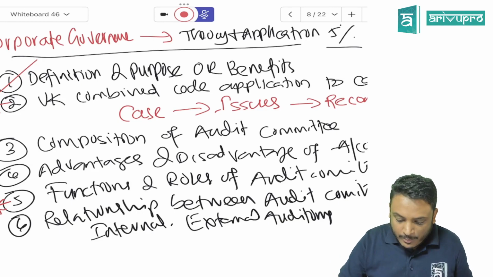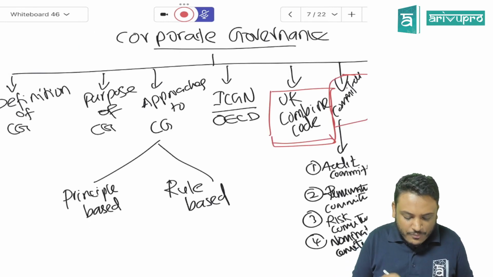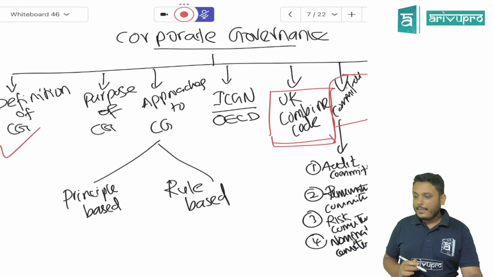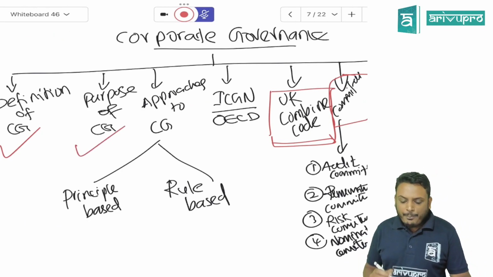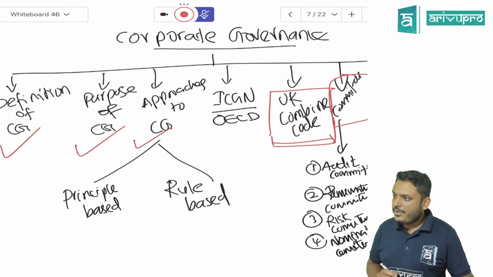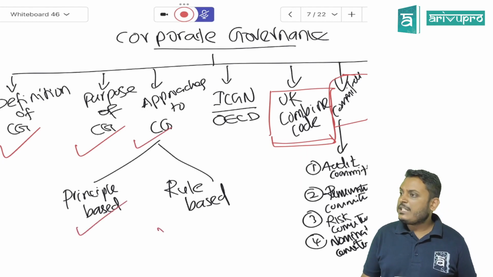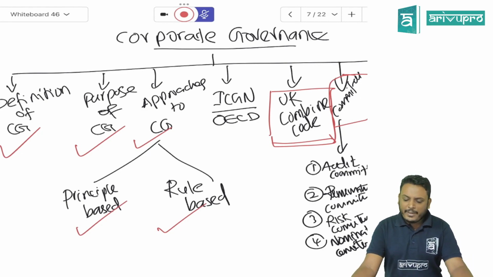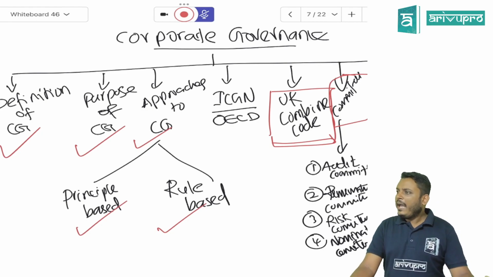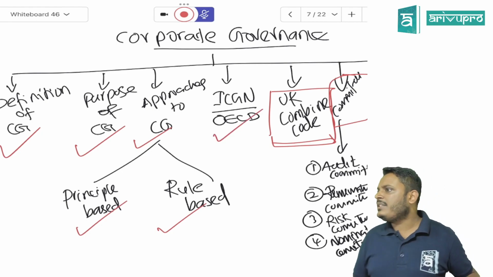Move to your flowchart. Definition of corporate governance, understood. Purpose of corporate governance, understood. Approaches to corporate governance, understood. One is rule-based, the other one is principle-based. Rule-based is the Sarbanes-Oxley Act, principle-based is the UK Combined Code, and also you can say ICGN and OECD principles.